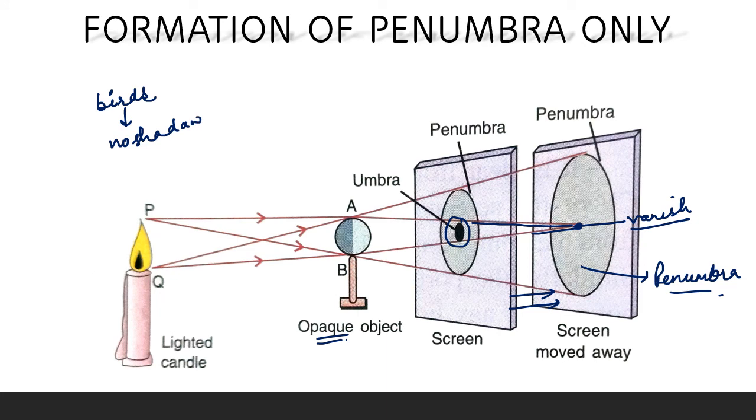Here the source of light, that is the sun, is much bigger in size than the object, that is the bird. The screen, or the earth, is at a large distance from the bird. Thus, only penumbra is formed in the shadow, and that also is very faint, thus not visible at all. Therefore, no shadow is obtained when birds fly in the sky.